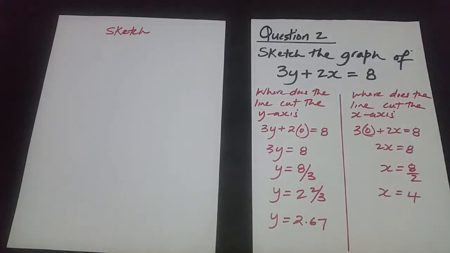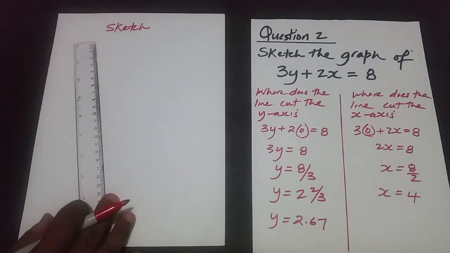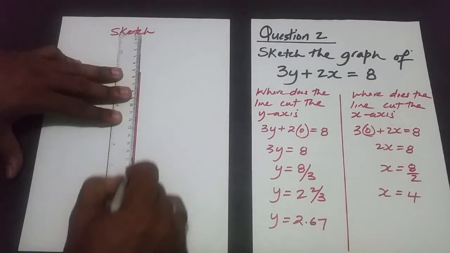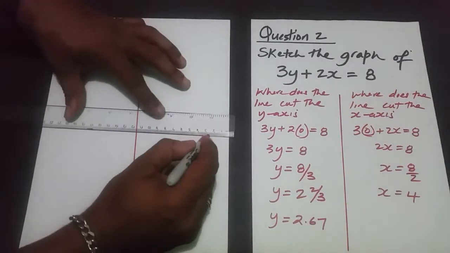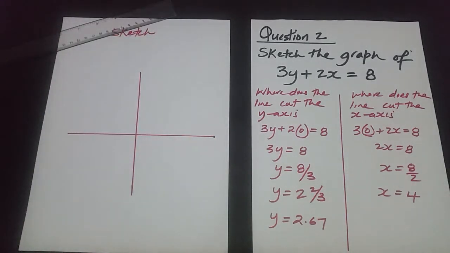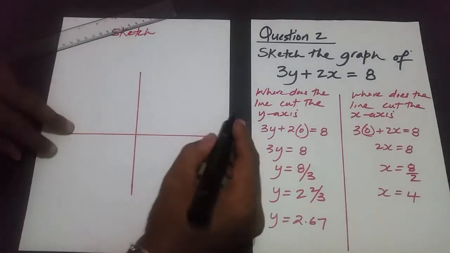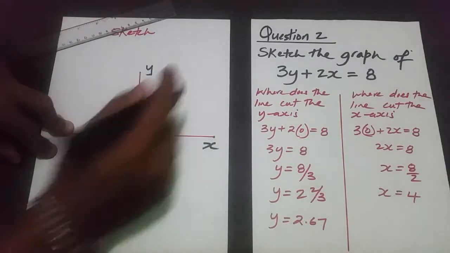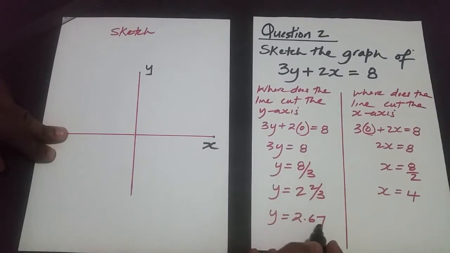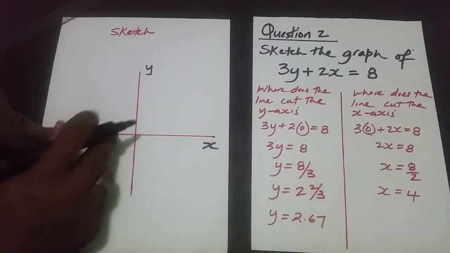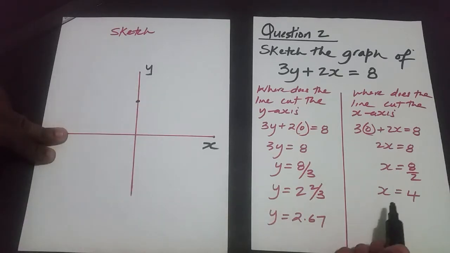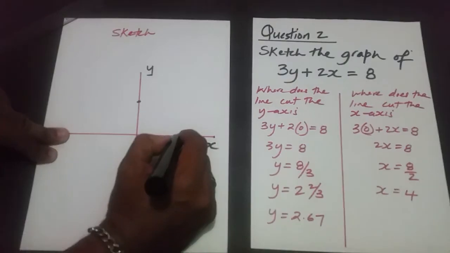Again, whenever we're doing a sketch, always ensure that you have the x and y axes labeled. Very important. So just simply label the x-axis and y-axis. Very important that you do that. And of course now it cuts the y-axis at 2 2/3, which is 2.67, and that's positive 2 2/3 on the y-axis, and that should be somewhere up here. And of course it cuts the x-axis at 4, and that would be somewhere here.